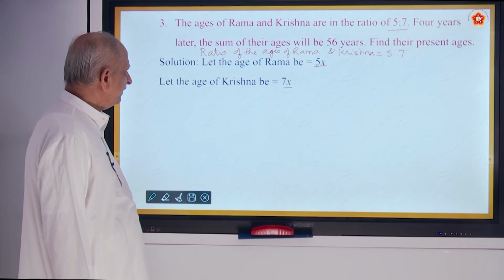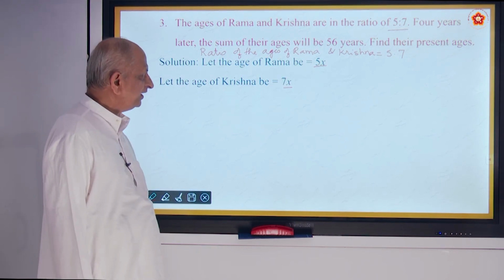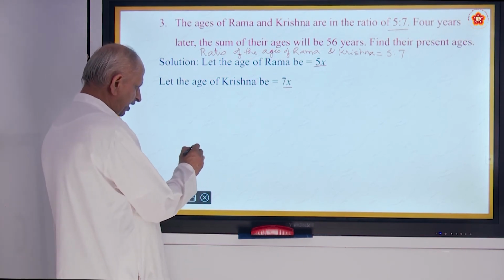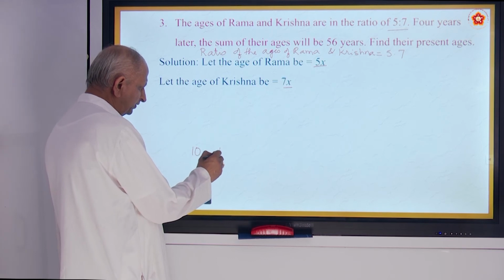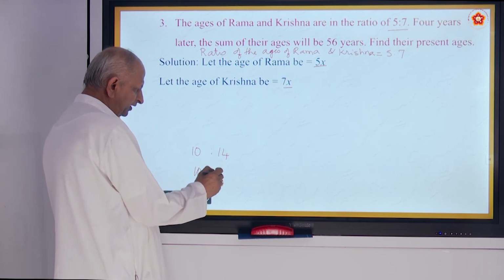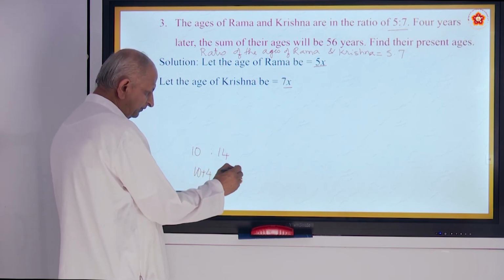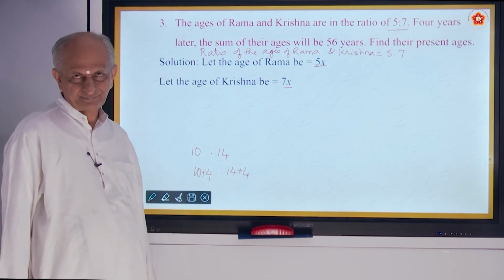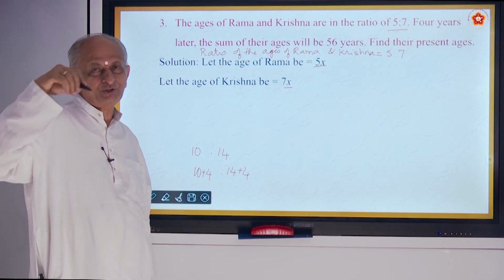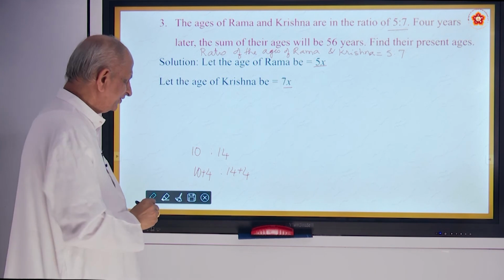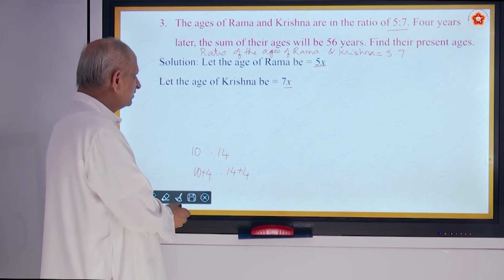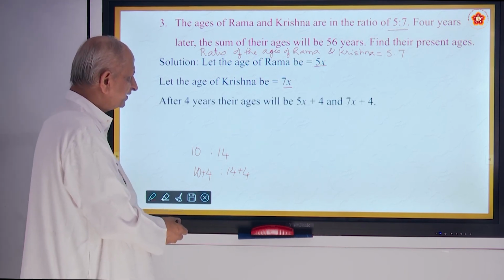And now coming to the equation: the sum of their ages after 4 years. See, suppose the age of Rama is 10 now. After 4 years, how much does it become? 10 plus 4, right? And Krishna's, 14 plus 4. That is the meaning. Now in 2022 the ages are 10 and 14; they are asking about 2026, so you have to add that, right? That is why I am giving an example like this. Now let us write the equation.